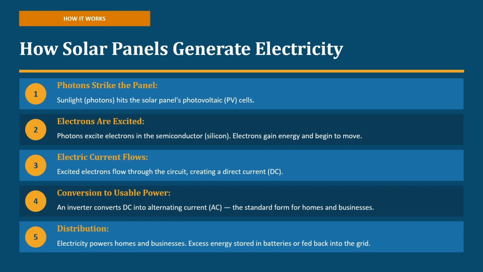Now, that current is in the form of direct current or DC current. And you would need an inverter to convert the DC current into alternating current or AC current. And AC current is the standard form of current that we use in our homes. So after you convert the current from DC to AC current, you would now need to distribute it to your homes or wherever that you need to use it. So basically, that is how solar panels generate electricity.